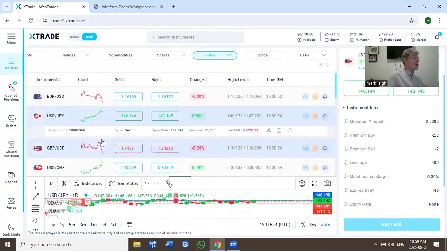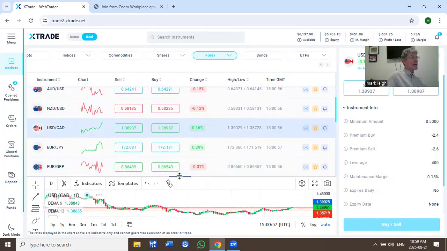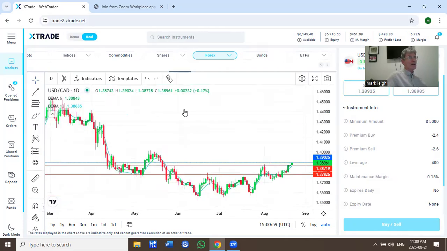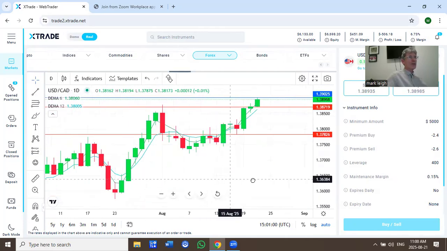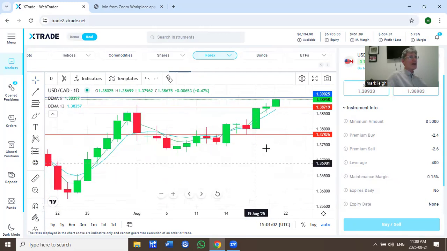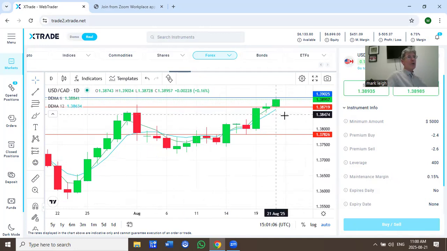Let's have a look at the US dollar Canadian. Continuation of US dollar strength here, which we've seen over the past almost week. I've got support at 138.71, and buyers have come up and tested that $1.39 level. That's the intraday resistance.